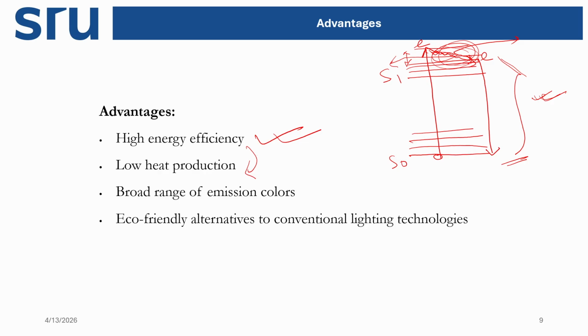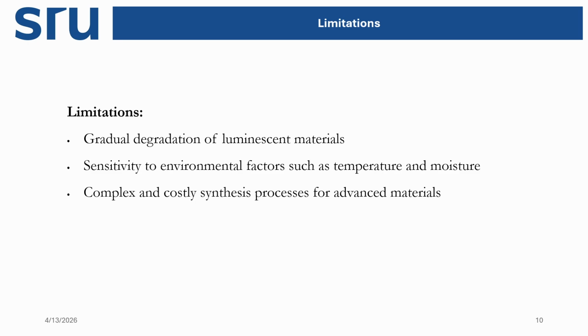It is an eco-friendly alternative to conventional lighting technology, because it has very high energy efficiency. The energy we use for conventional lighting technology is much higher than that of the luminescence property of the compound. So these are the advantages of the materials.